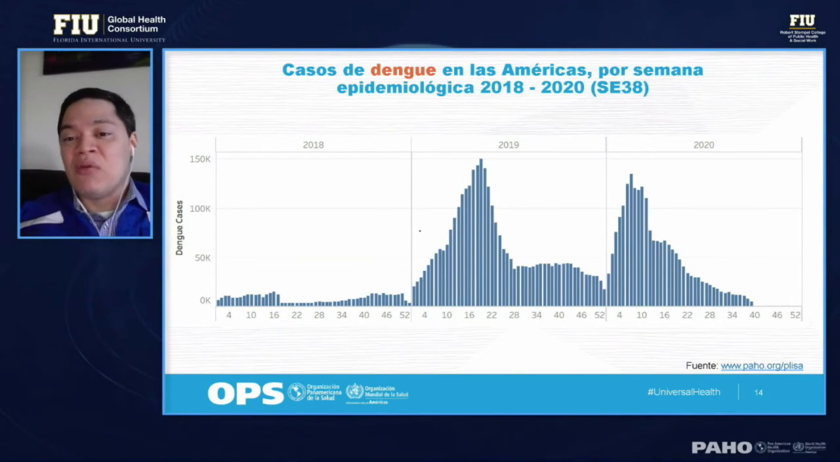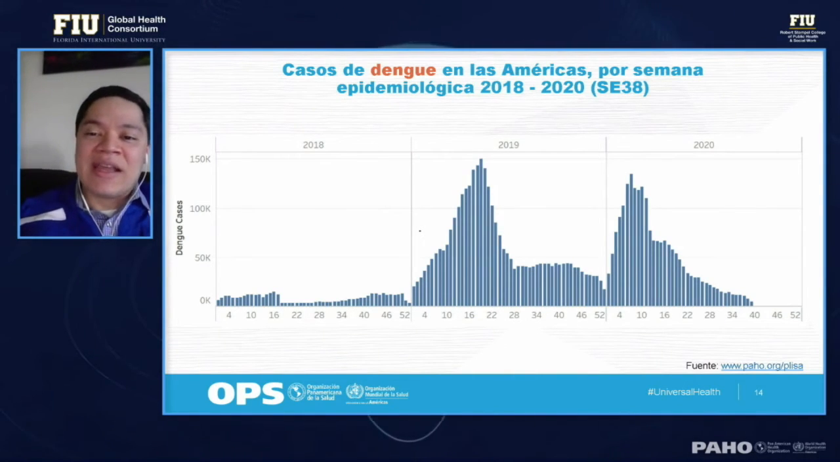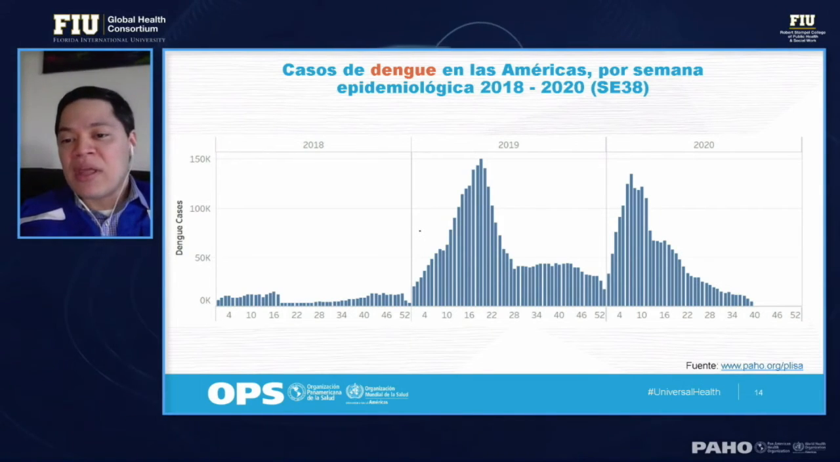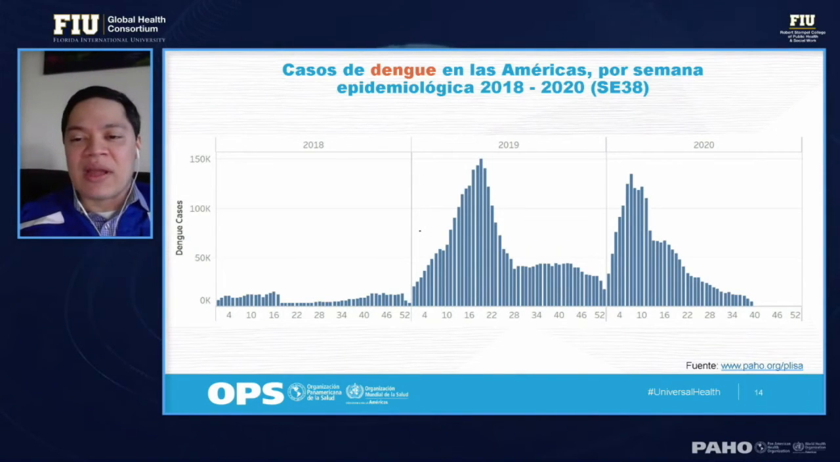What happened in 2020? This epidemic continued because epidemics don't stop at the end of the year. Of course, they don't really have a limit. What we can see here is the trend for the dengue epidemic to continue until 2020. But then there was a reduction, which was quite significant in the number of cases.